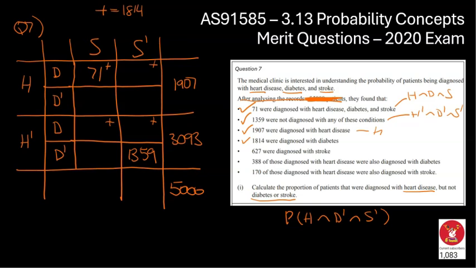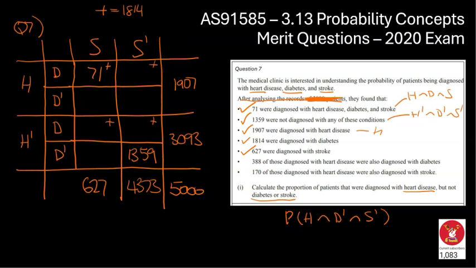627 were diagnosed with a stroke. So this is the stroke group here. So that's a nice one to have the total for. So that means the bottom number here is going to be, I wrote 6,000, I meant 627. I can use subtraction from the 5,000 to figure out that number there. So that number is 4,373 people didn't have a stroke. So I've used this number now.